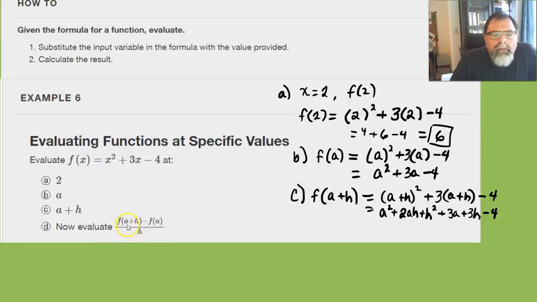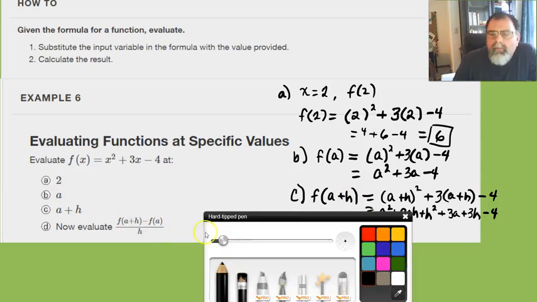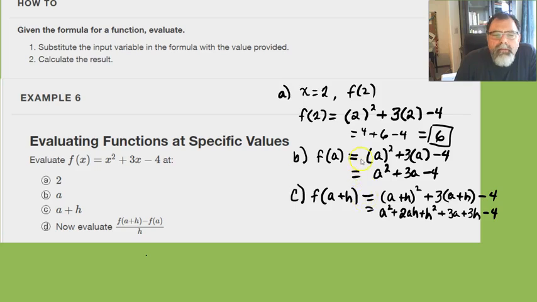Now evaluate f of a plus h, which was c, that's this part, minus f of a, which was b, all over h. So for D, we just did all the hard part. We figured out the top, basically. So let's see. I'm just going to write equals. f of a plus h, we just worked out, was this mess. So a squared plus 2ah plus h squared plus, sorry, not minus, plus 3a plus 3h minus 4.